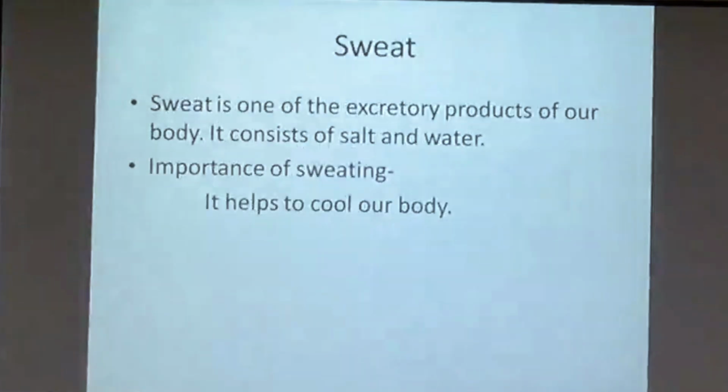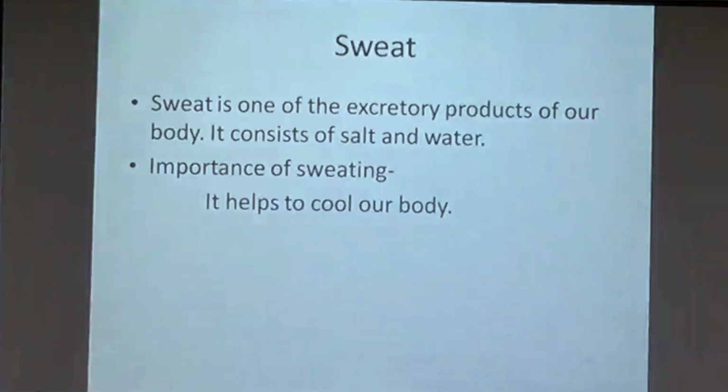Sweat is also one of the excretory products of our body. It consists of salt and water, and it comes out from the pores of our skin. The importance of sweating is it helps us to cool our body, and one more function is that it is one of the excretory products, so it also helps in removing the waste materials from our body.